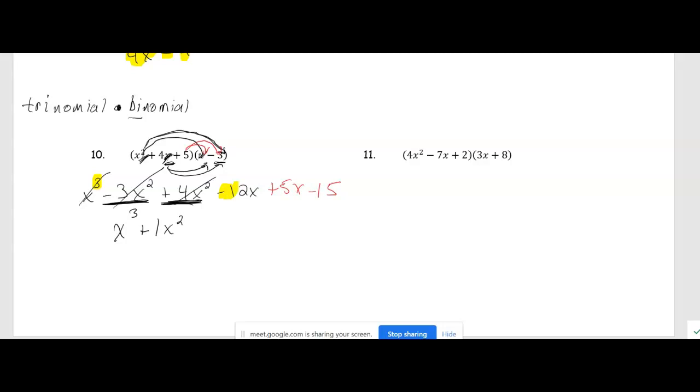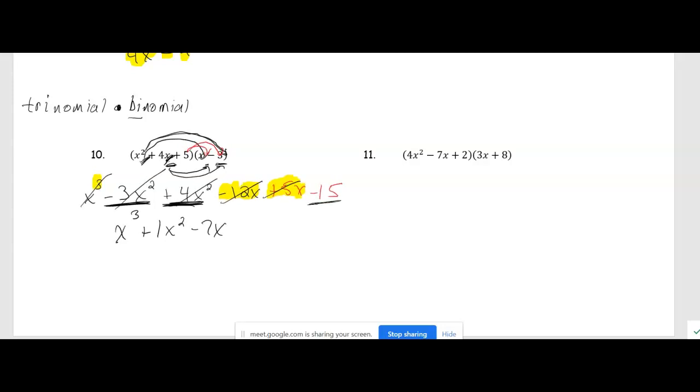So here's an x to the first. Here's an x to the first. So we're going to combine those. A -12 plus a 5, -7x. So now we're done with these guys. We've combined those. And then we only still have the constant hanging out at the end. So he is just -15.